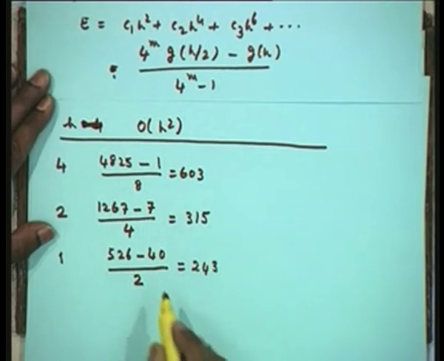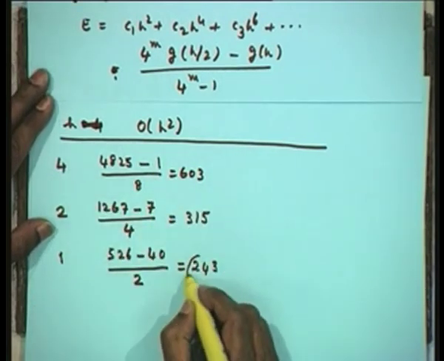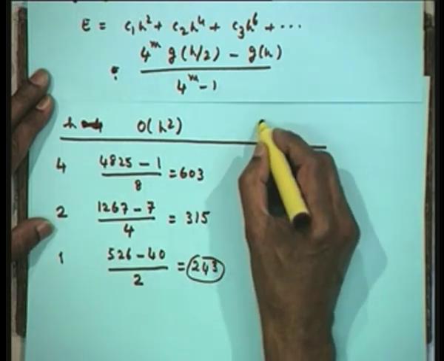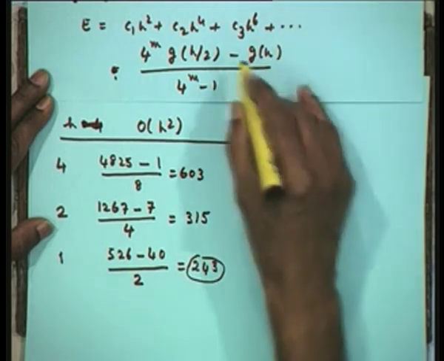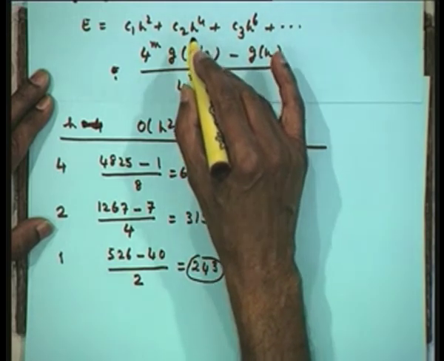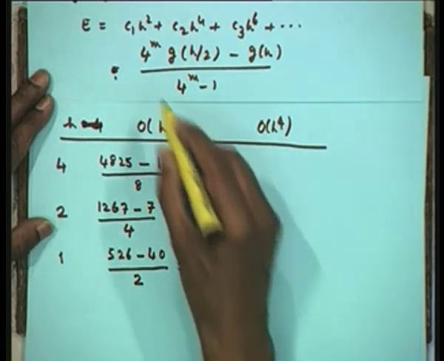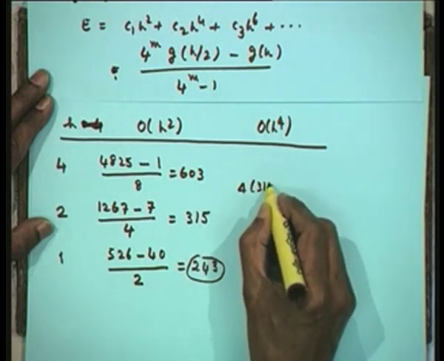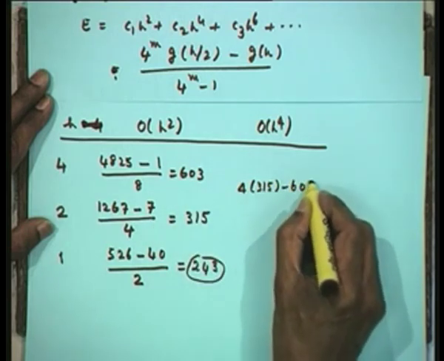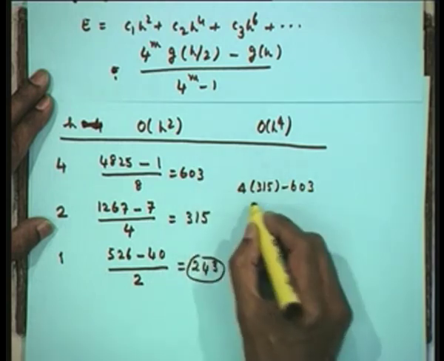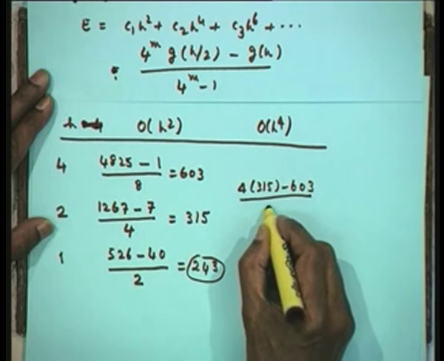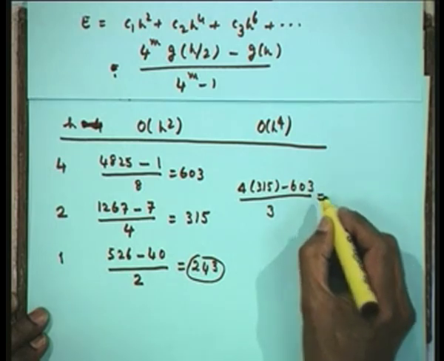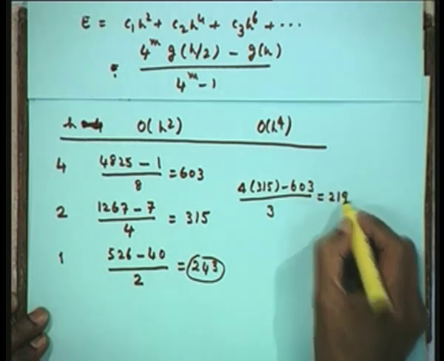Now I would like to manipulate this column. Of all this, the best value in this column will be this, because this is the best value of h. Now the next order formula will be order of h to the power of 4, because the next order in this is h to the power of 4. So it will behave like the 4th order formula. And what is the value? This is 4 times 315 minus 603, 4 times this value minus this value, divided by 4 minus 1, that is equal to 3. This gives us 219.